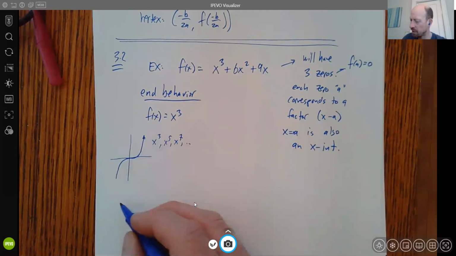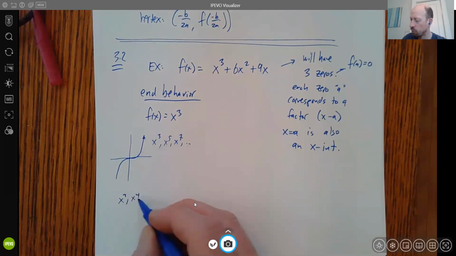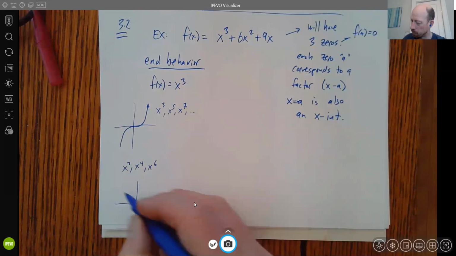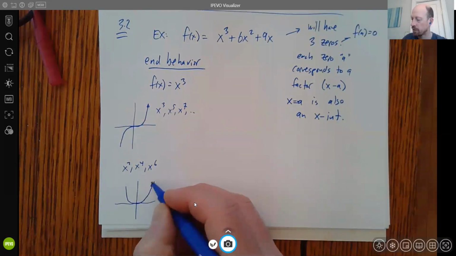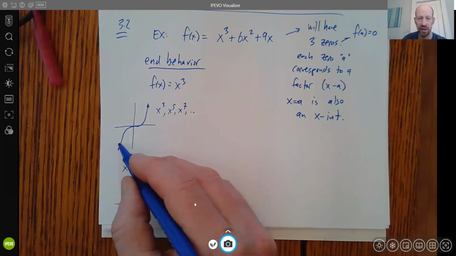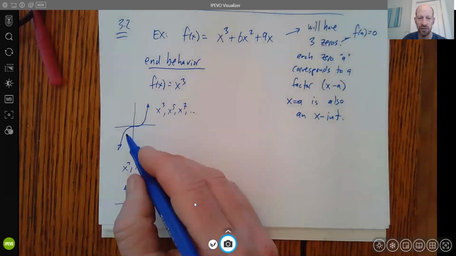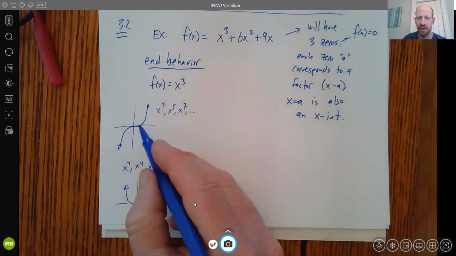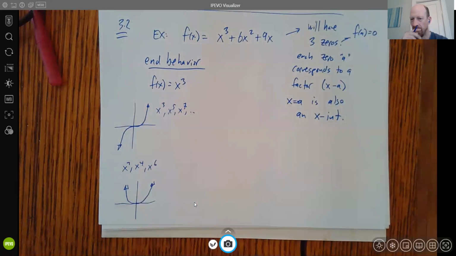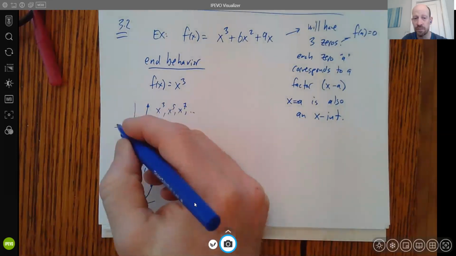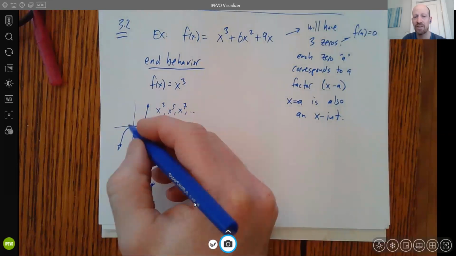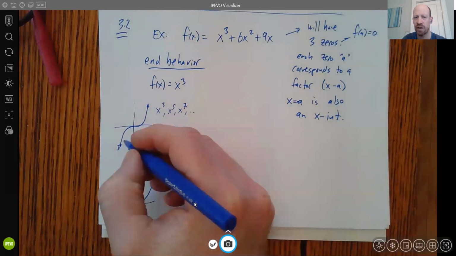If on the other hand I have x squared or x to the 4th or x to the 6th, that's going to resemble this on the ends. And what I mean by that is eventually, if it's an x cubed, the function is going to come down on this end and up on this end. It may do lots of other things in between, ups and downs and whatnot, but on the ends, it's going to head in these directions, right?